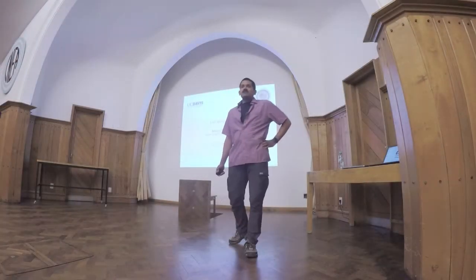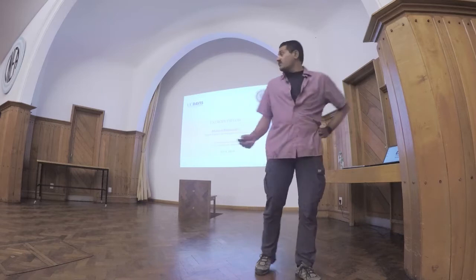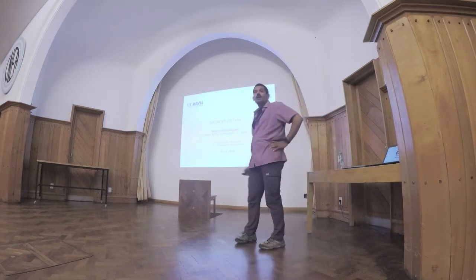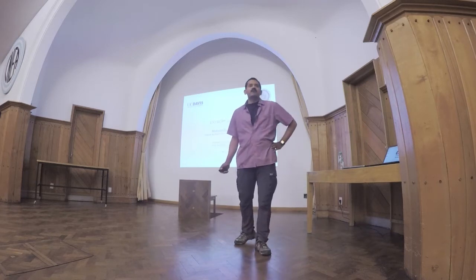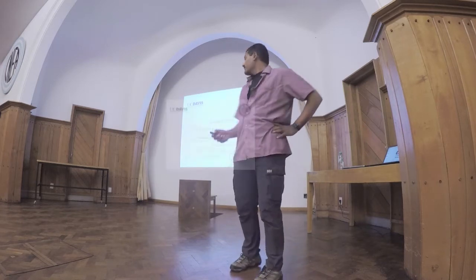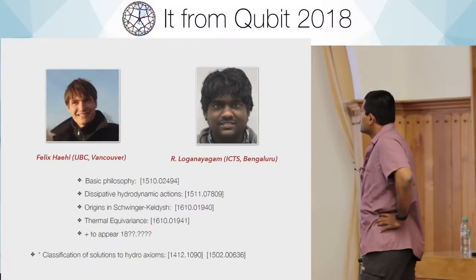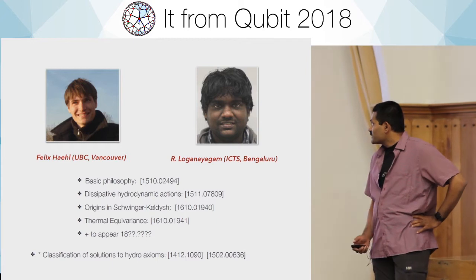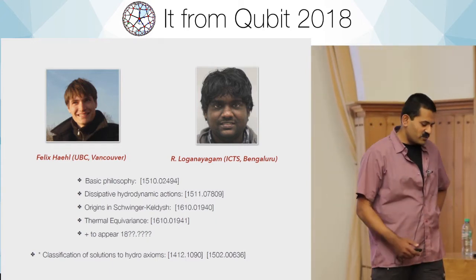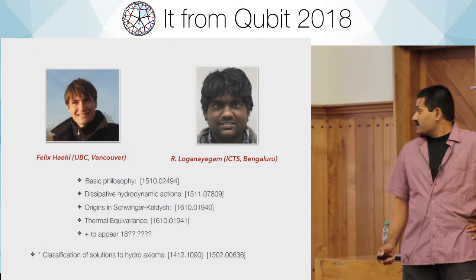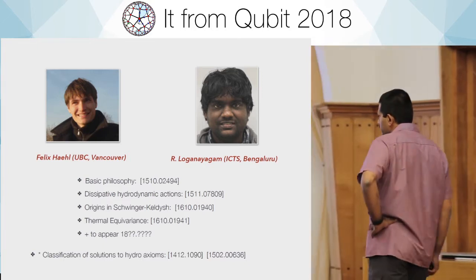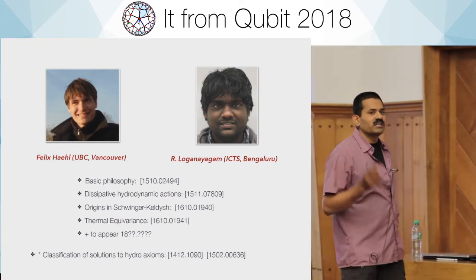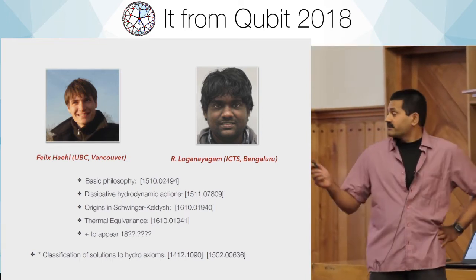So I'm going to talk about something that I've been doing for a while, but I think has a nice story to tell about how entropy, especially thermodynamic entropy, emerges in out of equilibrium situations. And this is something that I've been doing for, seems like forever, with my former student Felix Hall, who's in the audience, he's at UBC, and Logan Ayagam, who's at ICTS in Bangalore. And I'm sorry to throw out this laundry list of references, but hopefully the talk itself will be self-contained.